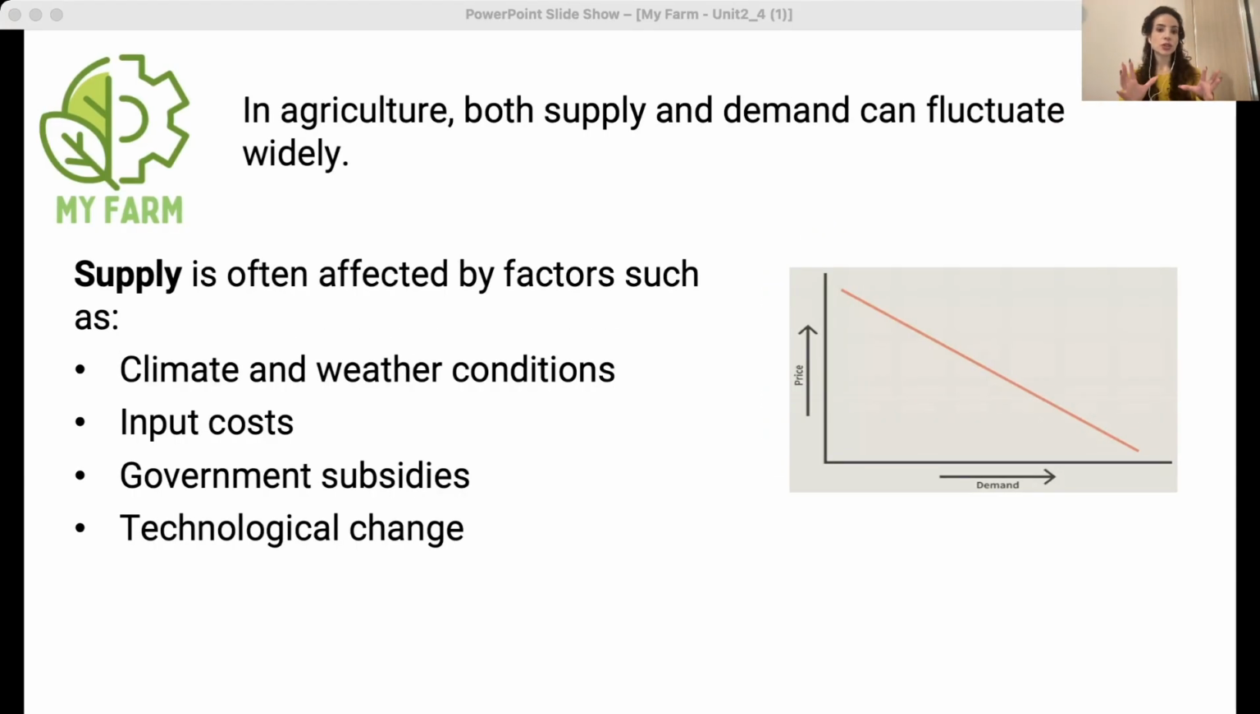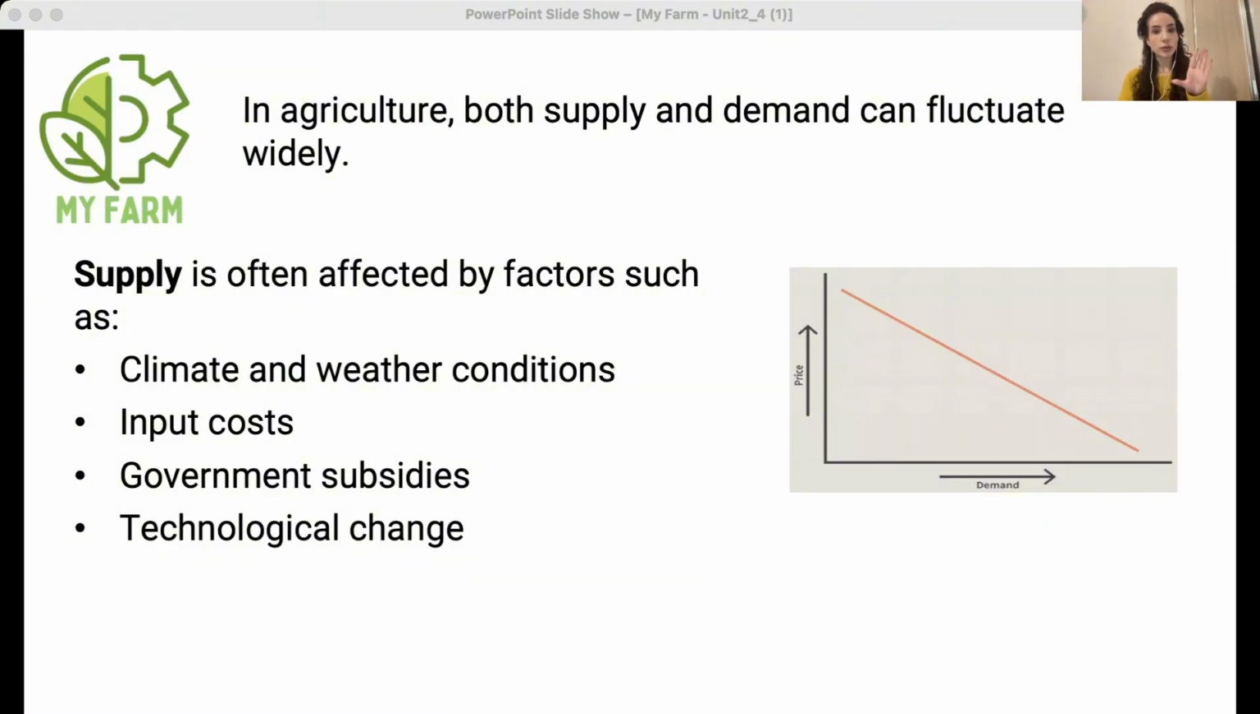In agriculture, both supply and demand are influenced by many external factors. Supply is affected by weather conditions, input costs, government subsidies, and technological change. Demand is influenced by income levels, consumer preferences, seasonal patterns, health trends, and trade policies. This complexity makes agricultural markets especially challenging to predict.